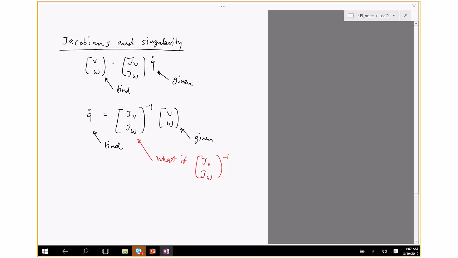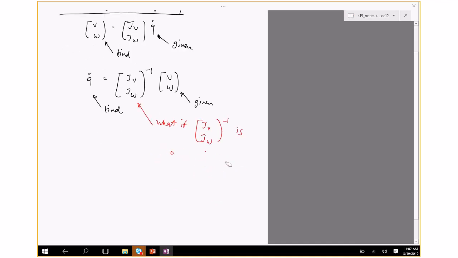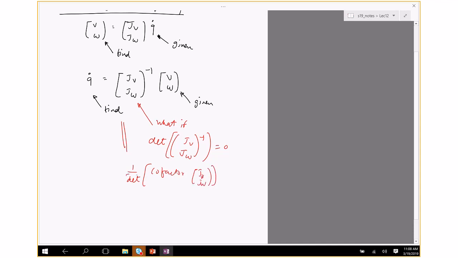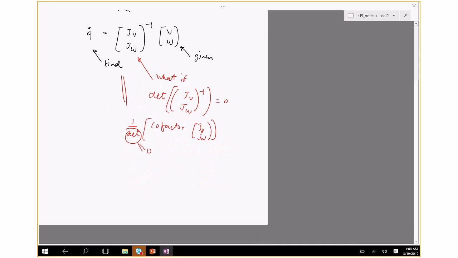Or what if this inverse is 0, or what is known as singular. A better way to write it is determinant of J_V J_omega is equal to 0. So we know that the inverse is equal to 1 over the determinant times the cofactors of J_V J_omega. So if the determinant is equal to 0, then the inverse is going to be infinity.